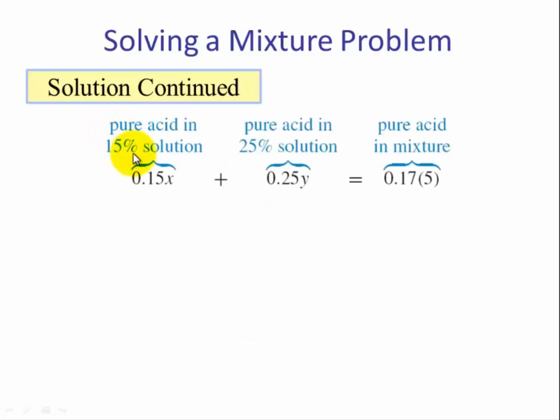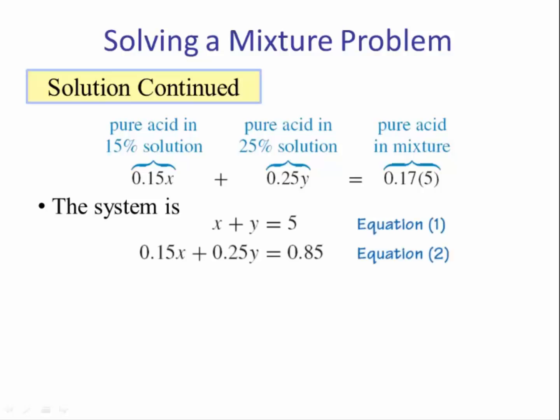So we're going to take the 15% acid solution, the concentration, multiply that by our x, plus the 25% solution times y, and that will be equal to the 17% acid solution that we want, times the number of quarts, and we know the number of quarts is 5. So now we simplify. 0.17 times 5 is 0.85. So we have our system. We have x plus y equals 5, and we have 0.15x plus 0.25y equals 0.85.